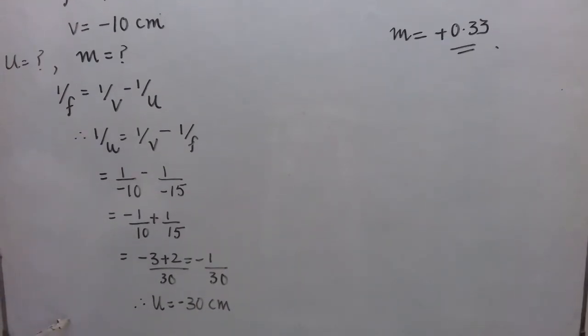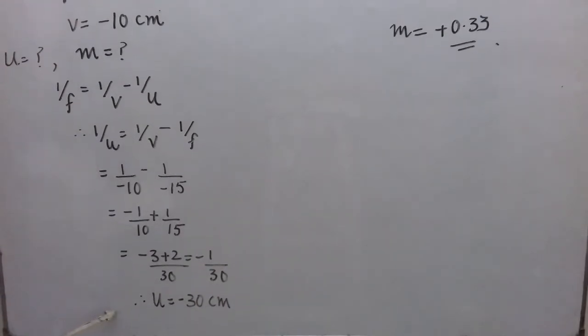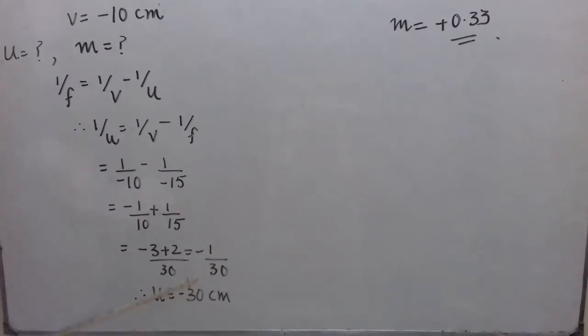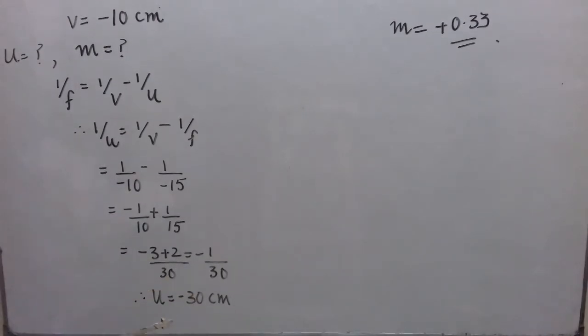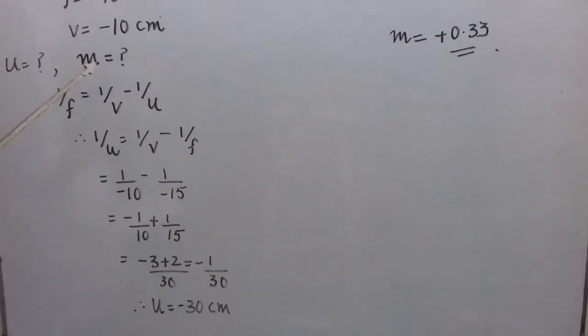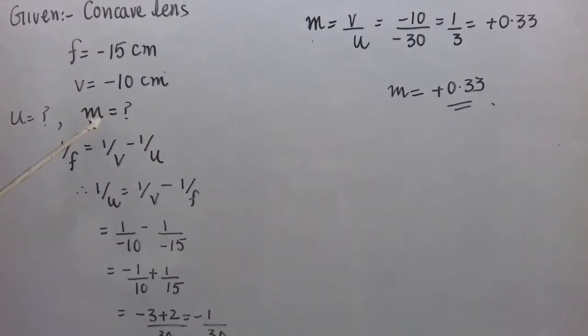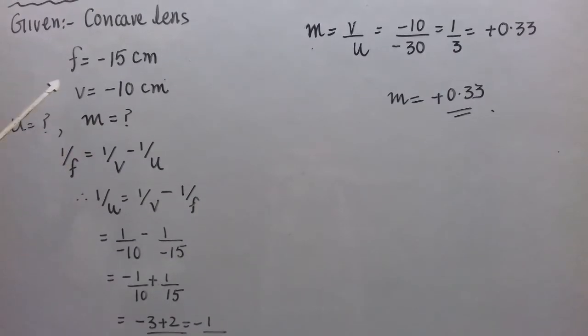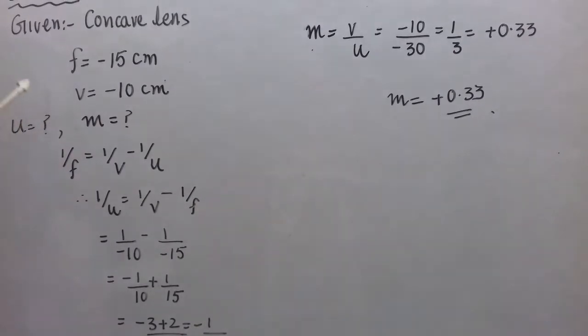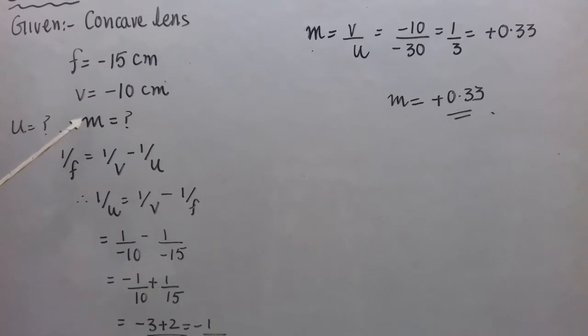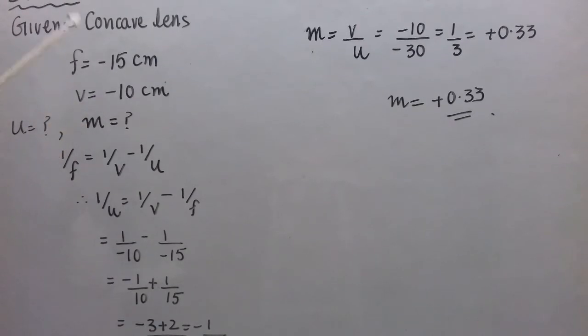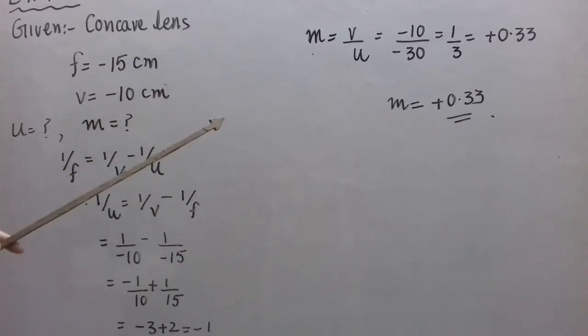We can write one sentence here that the object should be placed at 30 centimeter in front of the mirror. This you should write in the form of a sentence. Now magnification you have to find out. And for magnification, we cannot use the h dash upon h formula, because they are not given. So we'll use a formula of magnification which is applicable only for lenses, that is m is v upon u.